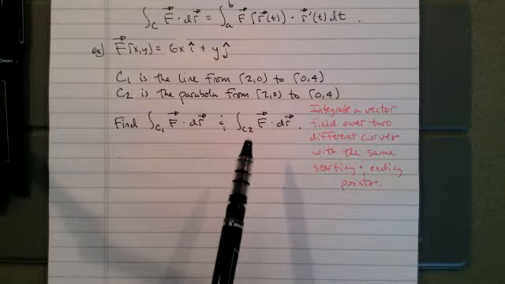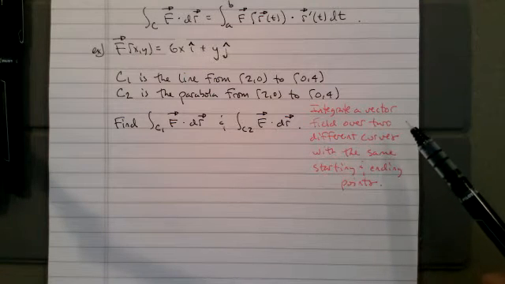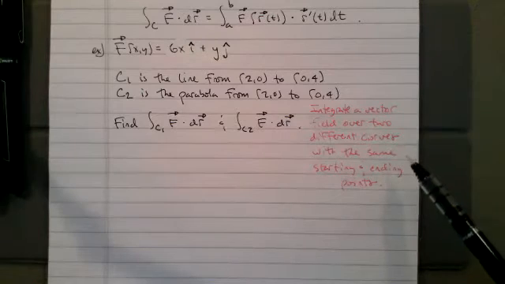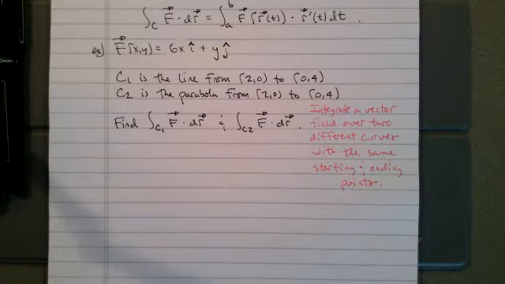So this should be suspicious. In one problem, I'm asking you to integrate a vector field over two different curves with the same starting and ending points. So we might speculate on what's going to happen with these two line integrals. Now let's find out. So we need to parameterize the curve C1 and then separately parameterize the curve C2.